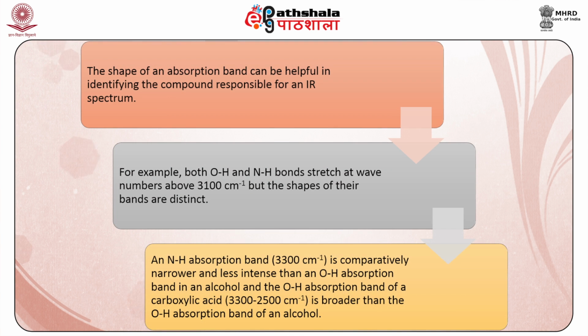The shape of an absorption band can be helpful in identifying the compound responsible for an IR spectrum. Now let us take an example of both OH and NH bonds, which stretch at wave numbers around 3100 cm inverse, but their shapes are very distinct and thus it is the shape of the band which is responsible for the distinction of the two bonds.